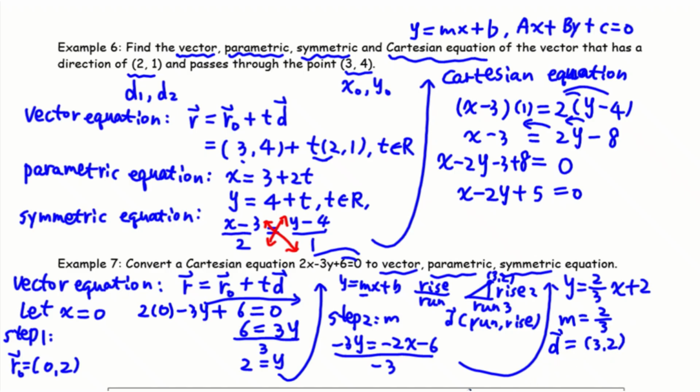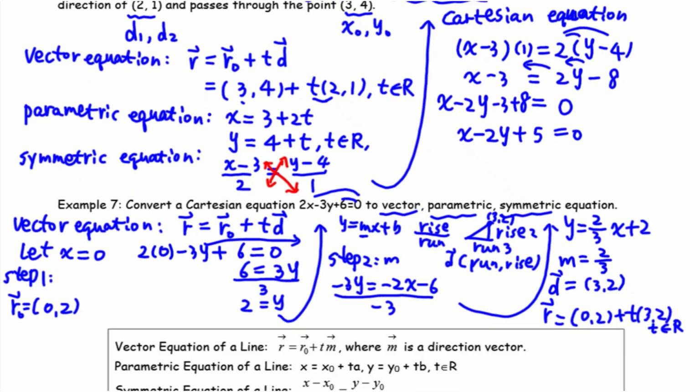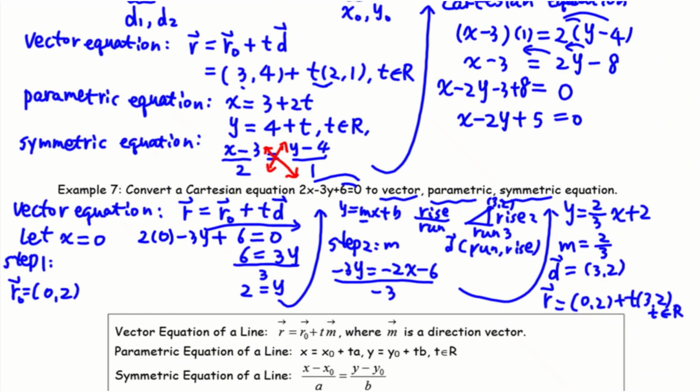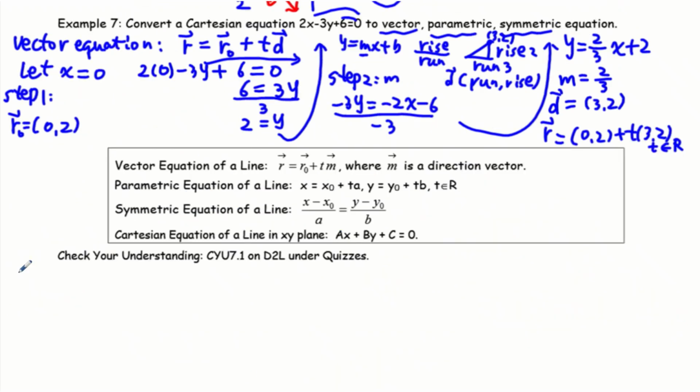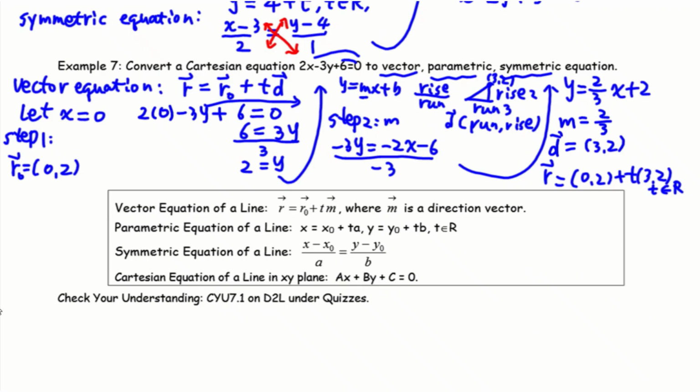Then we are able to write the vector equation: r equals 0, 2 plus t times 3, 2. Then t belongs to all real numbers. So this is for the vector equation. Then we continue with the parametric.